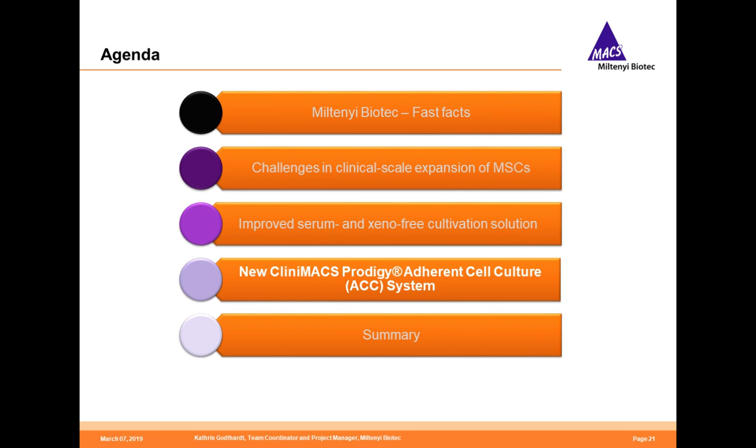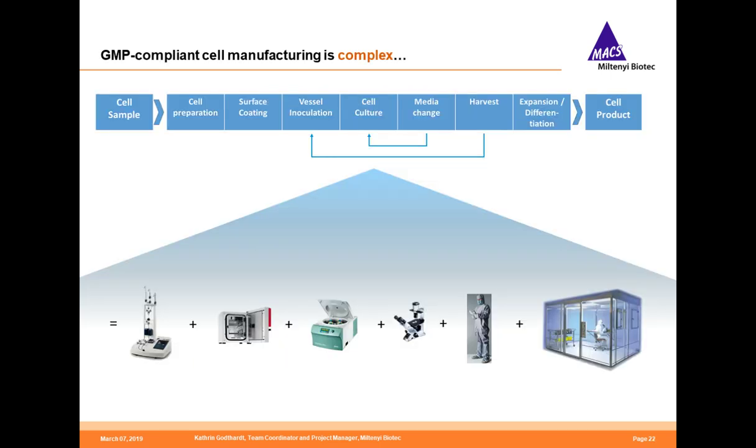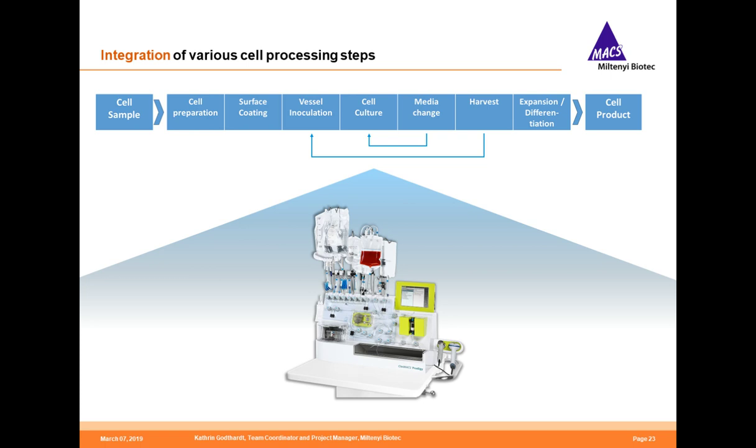So coming now to this new CliniMACS Prodigy adherent cell culture system. Here you can see again the quite complex way of producing cells in a GMP-like manner. There are different steps, and a number of different devices you have to use: incubator, centrifuge, microscope, and a lot of hands-on time, of course. Everything is done in a clean room. It's really not easy to go in and out without spending a lot of money and a lot of time. So it's quite a time-consuming process, and our aim here is to bring everything together in one solution, the CliniMACS Prodigy as an all-in-one solution for complex cell product manufacturing.